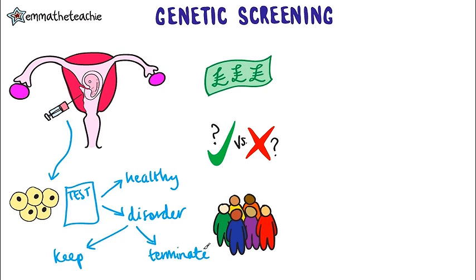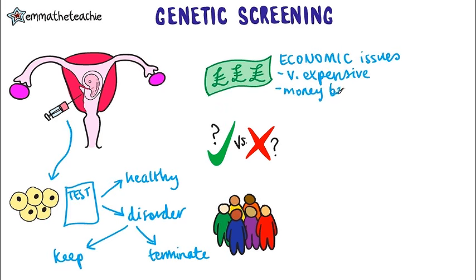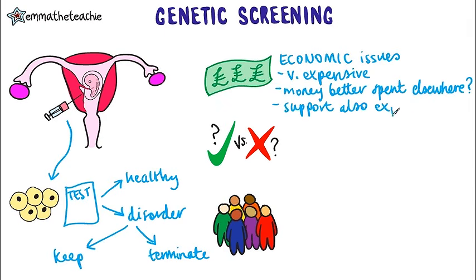There are, of course, many complex issues with this. You need to be able to make judgments using information given, so don't worry too much about memorizing these. First of all, with economic issues, is that screening is very expensive and currently only offered to those with a family history of disorders. Some people think every couple should be offered it, while others think the money could be better spent somewhere else. However, supporting a family with a child affected by a genetic disorder is also very expensive.